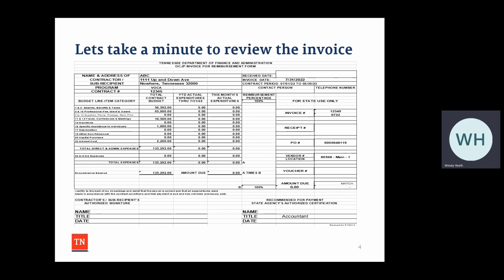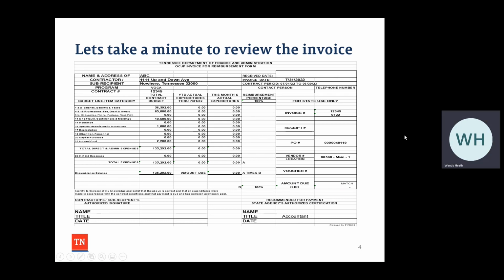So we're going to look at the invoice that you all should be getting. This is what it's going to look like. It's going to have your total contract budget, including all match, in the total contract budget. Your year-to-date expenditures will be in the middle column, and that's just a cumulative total of all your months added together. And the column that says this month's actual expenditures is for your current month that you're submitting.